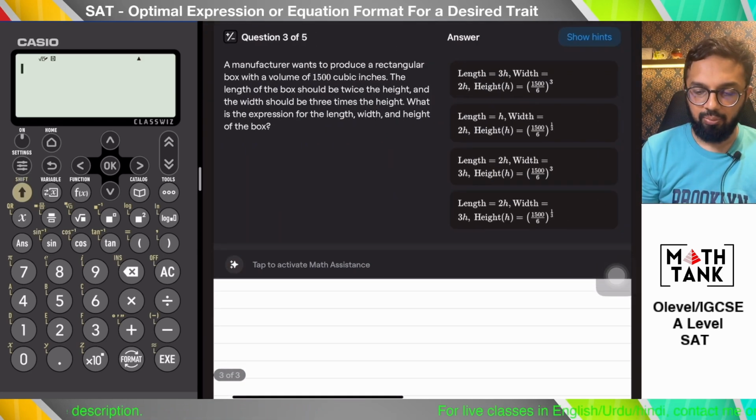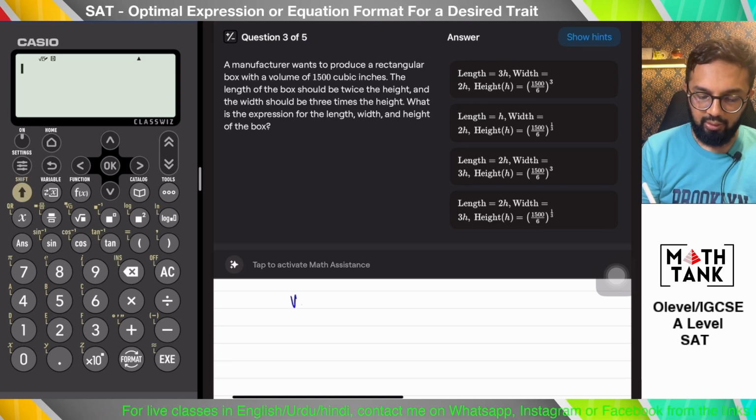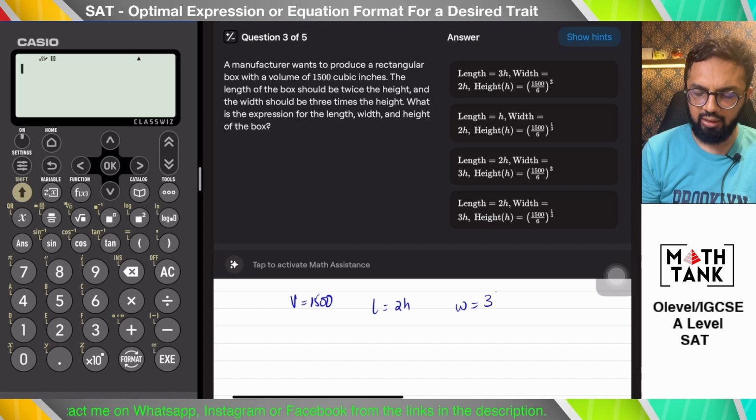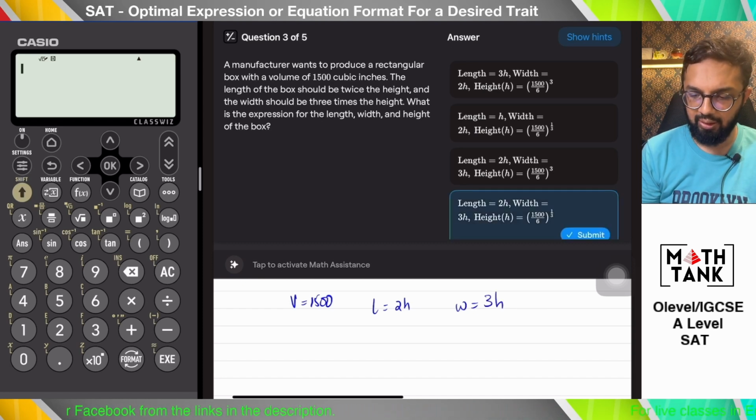Question number 3 looks very similar to the one that we just did. It says a manufacturer wants to produce a rectangular box with a volume of 1500. The length should be twice the height and the width should be three times the height. So it looks like a very similar question. I can almost guess that the answer should be this.